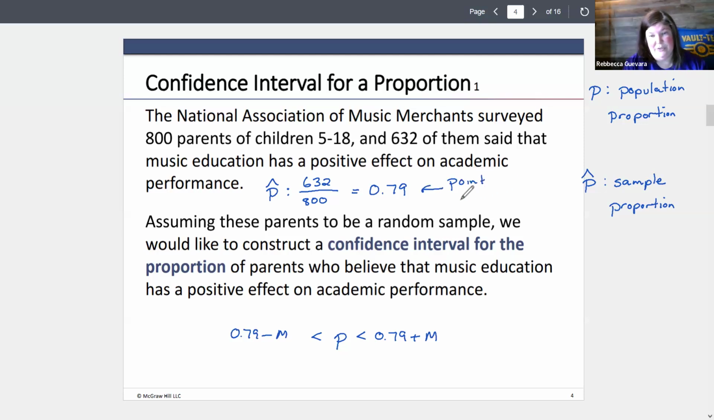So we're going to talk about how we're going to find the point estimate. We're going to talk about how we're going to figure out that margin of error, because that's really the key to most of these confidence intervals, is just finding a margin of error.